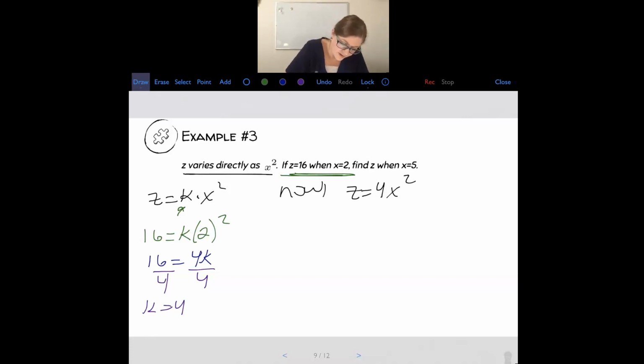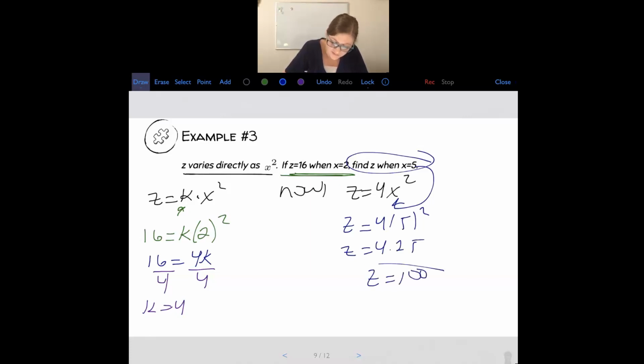Okay, and we are supposed to find z when x equals 5. So we substitute in 5. And then we solve for z. So z is equal to 4 times 25. So z is equal to 100, and that is our final answer.